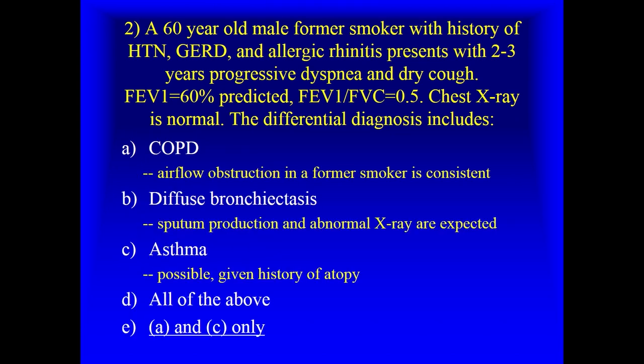A is correct because we know that airflow obstruction, defined by a reduced FEV1 FVC ratio in a former smoker, is consistent with the diagnosis of COPD. B is incorrect because we would expect a productive cough, not a dry cough, in a patient with diffuse bronchiectasis, as well as abnormalities on a chest X-ray. C, asthma is possible in a patient with airflow obstruction with a history of atopy, specifically allergic rhinitis.